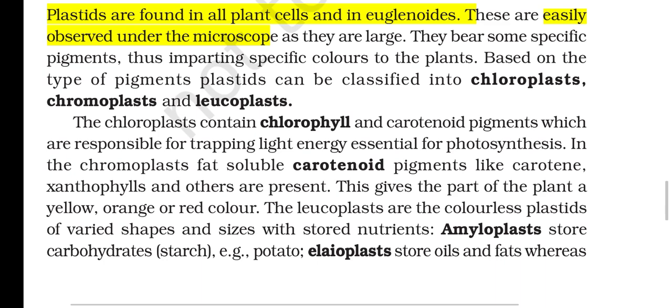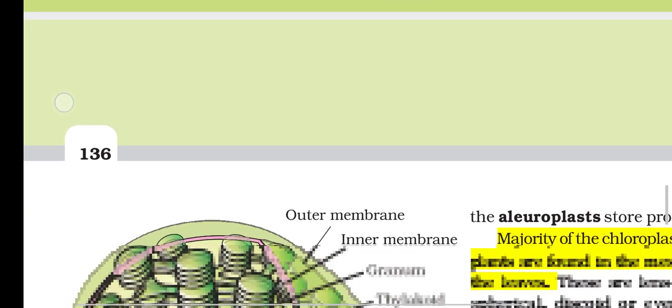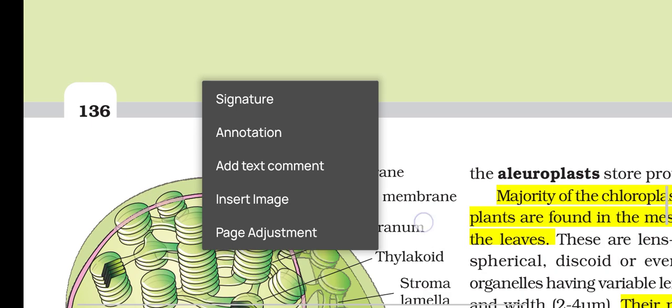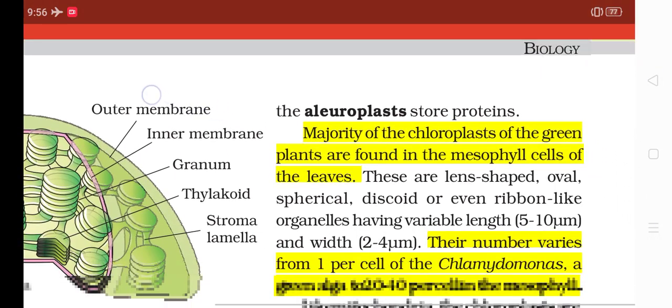The leukoplasts are the colorless plastids of various shapes and sizes with stored nutrients. Amyloplasts store carbohydrates, starch, for example potato. Elaioplasts store oils and fats, whereas the aleuroplasts store proteins.